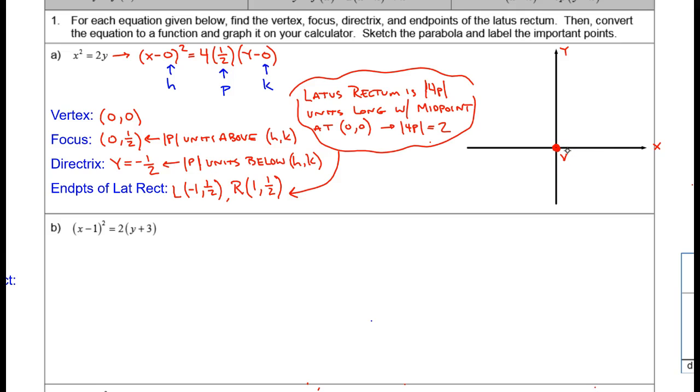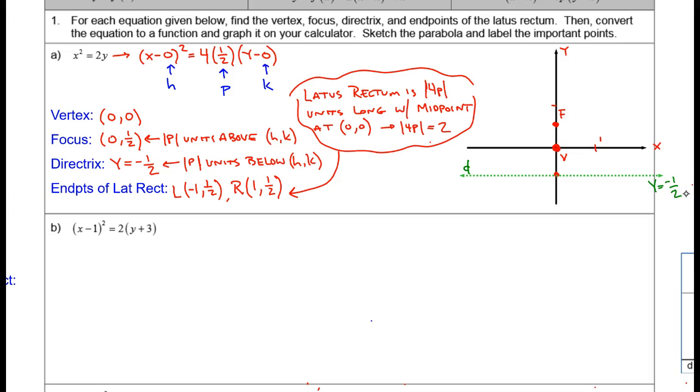Then I'm going to identify my focus. So if this is 1 unit, then my focus is at (0, 1/2). That's approximately right here, and I'll label that with an F. My directrix is at y equals -1/2. That is right about here. So I marked that point at -1/2 on the y-axis, just to identify the location of my directrix. And I'm going to label that lowercase d for directrix, and that's the line y equals -1/2.